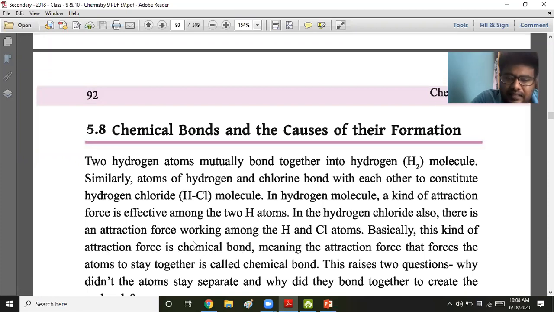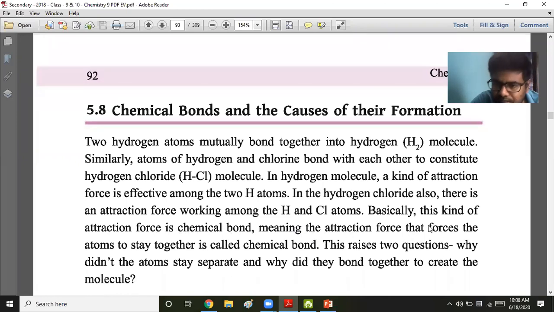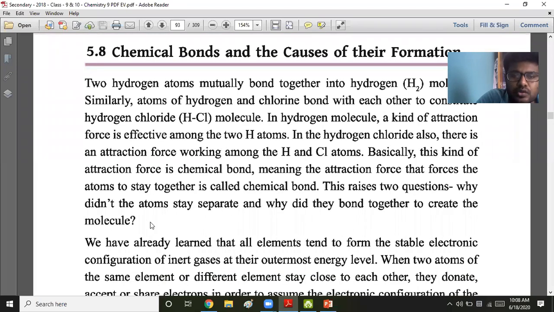So this attraction is called a chemical bond, meaning the attraction force that forces the atoms to stay together is called a chemical bond. A chemical bond is one kind of attraction by which the atoms are attached to each other. This raises two questions. Why didn't the atoms stay separate, and why did they bond together to create the molecule? So why can they make a bond?